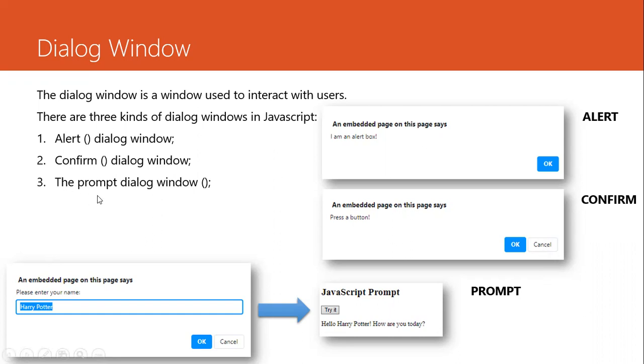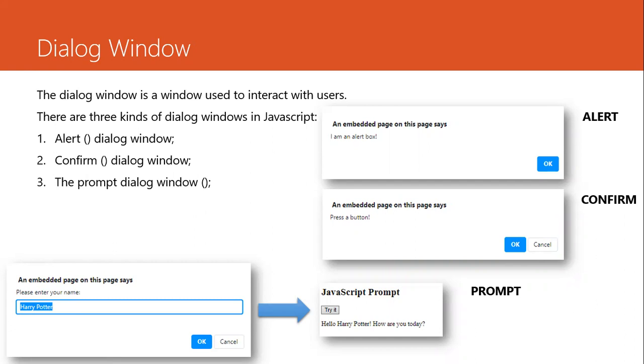And the third is the prompt. It's a little bit different from the two previous ones. In the prompt, we must enter something, or input data in the dialog. So for example, this is the prompt showing "Please enter your name," and you can enter something. After you click OK, the data can be shown inside your HTML file.